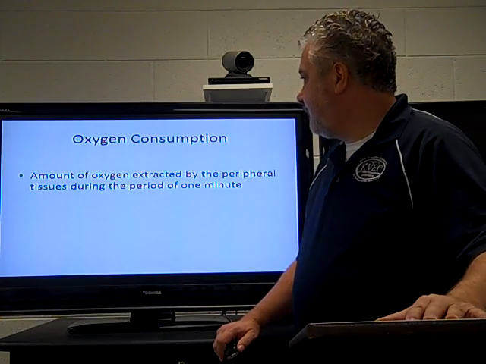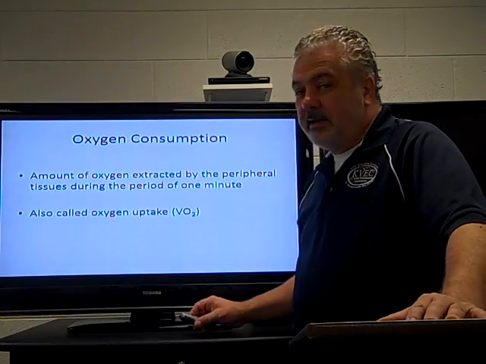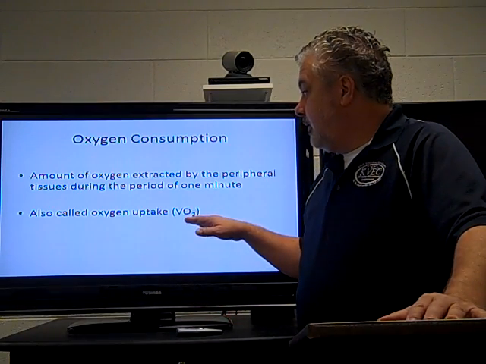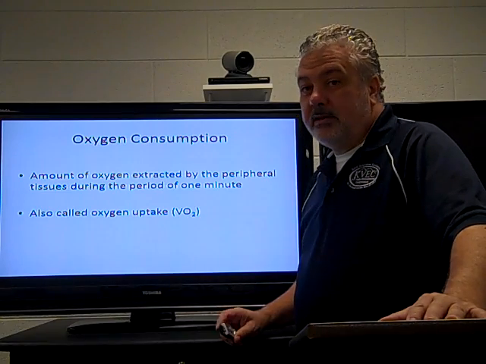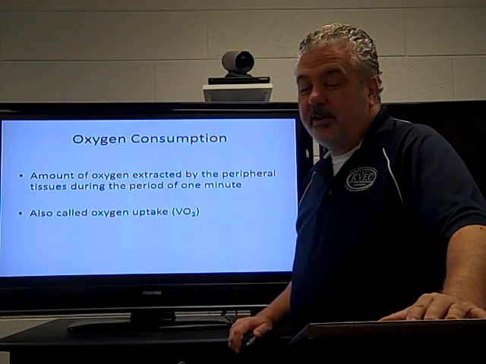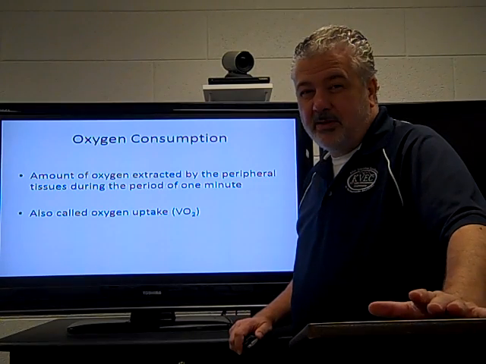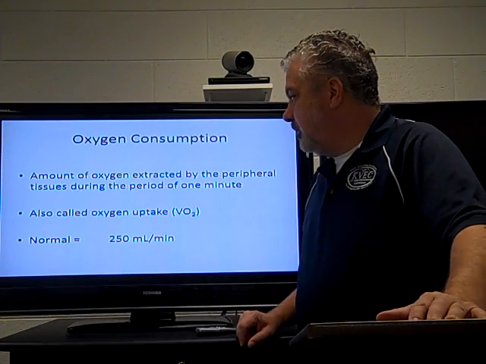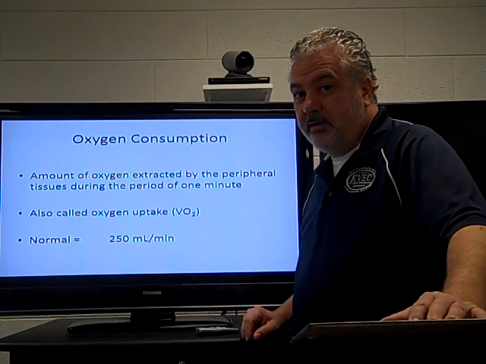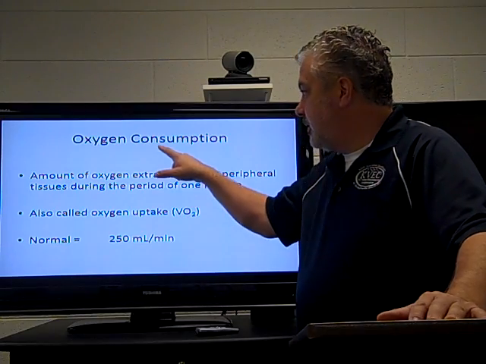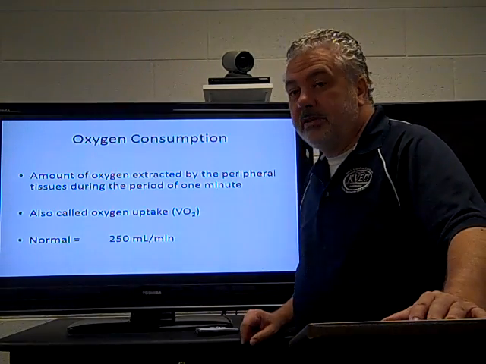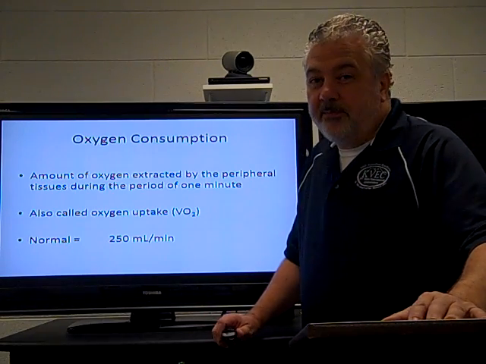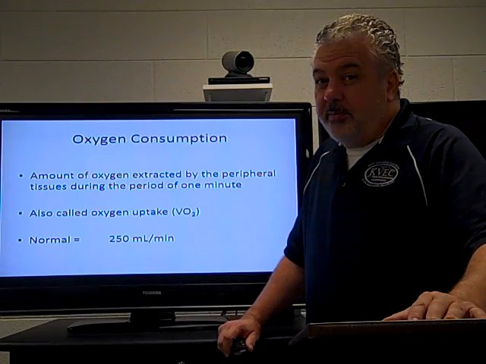Now remember that CaVO2 is a representation of oxygen consumption, and V̇O2 is oxygen consumption. Those are very similar things, but in different measurements. The V̇O2, which should have a dot over it, is oxygen consumption. That's what that stands for. The normal is about 250 milliliters of oxygen consumed per minute. So that's another normal value you'll be required to know.